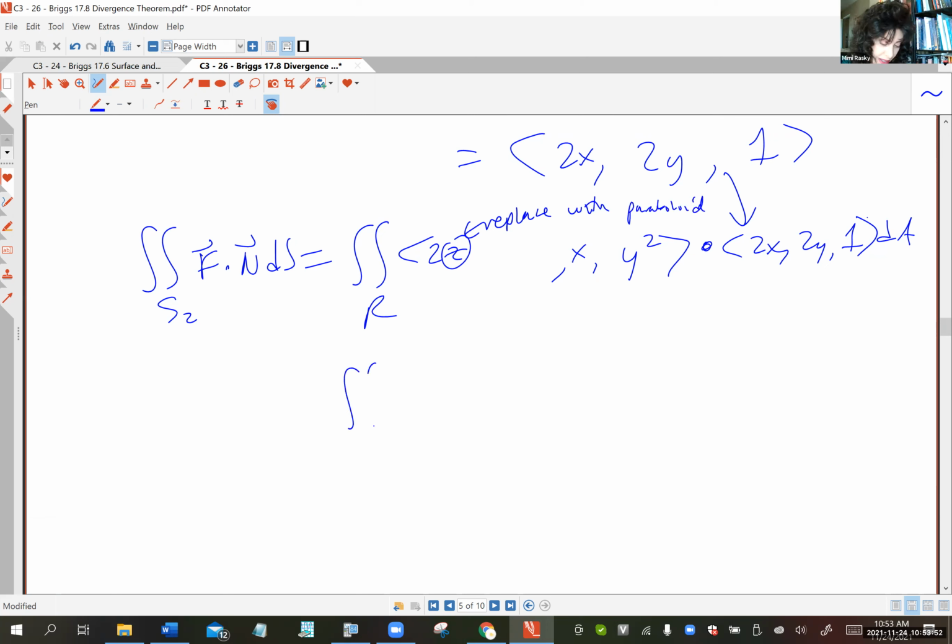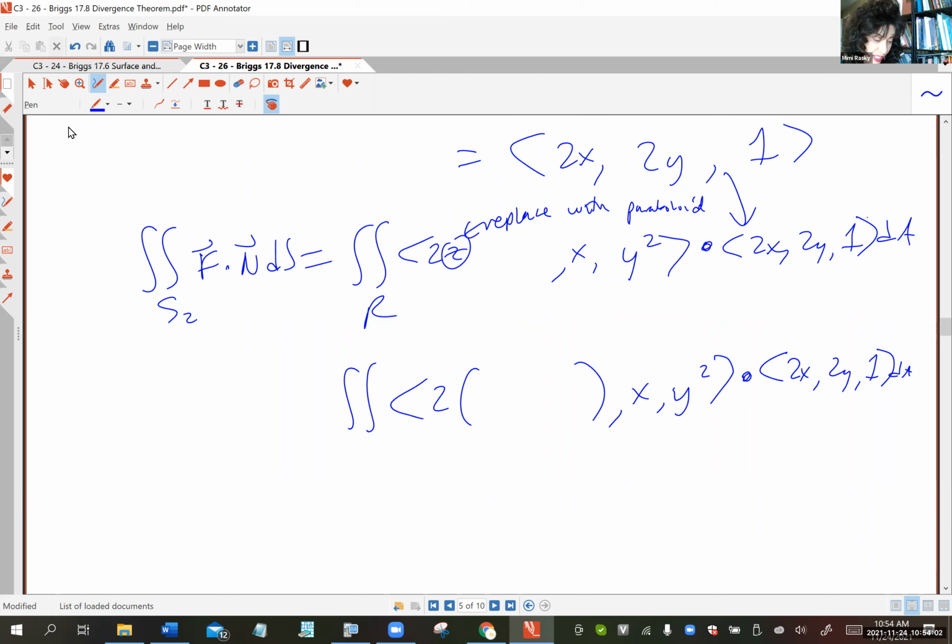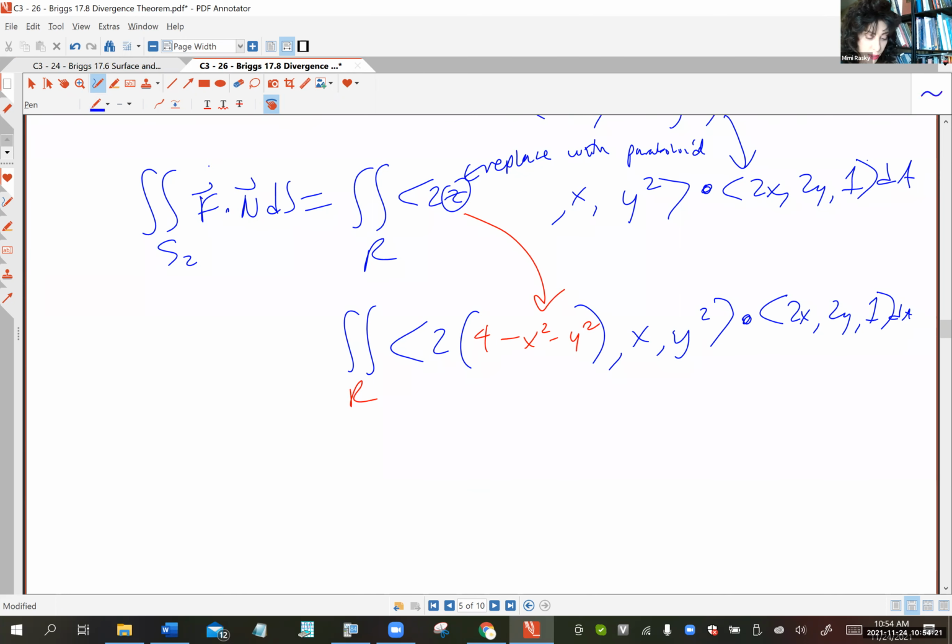So what is that going to be? Haven't even done the dot product yet. I know. Wow, this problem is taking a long time. I know, I'm sorry. So we replace with the paraboloid. Okay. Let's see. Well, before I take the dot product, let me distribute the 2. And you don't have to, but I'm just going to follow my notes here. What do I have?